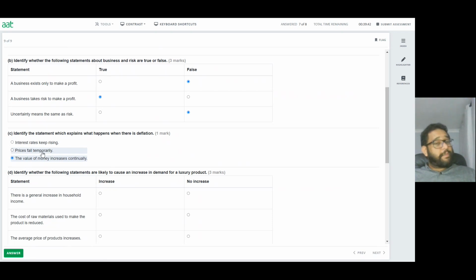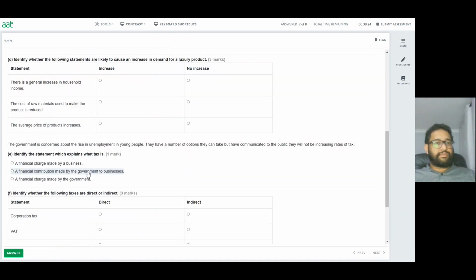The prices fall temporarily, that's wrong, because with deflation, it should fall continuously. If they said it's a temporary deflation, then you would say the prices fall temporarily. They didn't use that word temporary here, so you have to consider the opposite answer to what they're saying here. Next one.